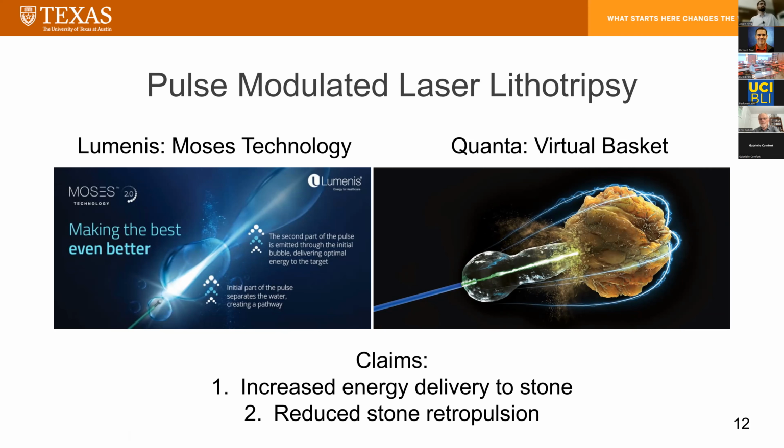The other advantage that's been proposed is that using this pulse modulation, you can reduce the stone retropulsion, so the stone stays closer to the fiber tip. Shown here, they show it as a virtual basket, so it's almost like there's something holding the stone closer to the fiber. So we had three research questions we wanted to look at in evaluating this pulse modulated laser lithotripsy.